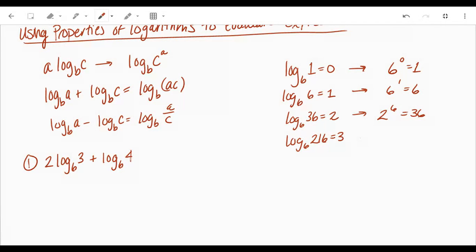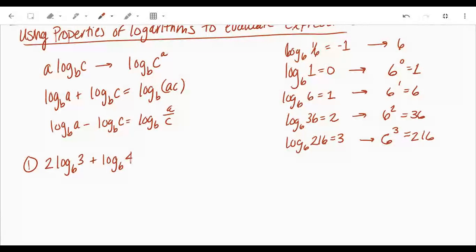Oops, I wrote something wrong up there. 6 to the 3rd is 216. I swapped them up here. Hopefully you caught that. 6 squared. Okay, and so on. So we can't do log base 6 of 3. Log base 6 of negative 1 is 1/6. Remember, I got those switched too. Hold on. 6 to the negative 1 is 1/6, and so on. So we don't have anything for 3 or 4.